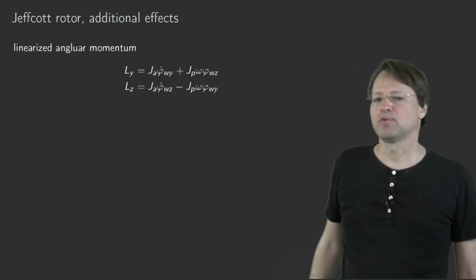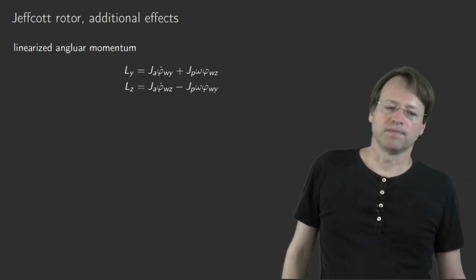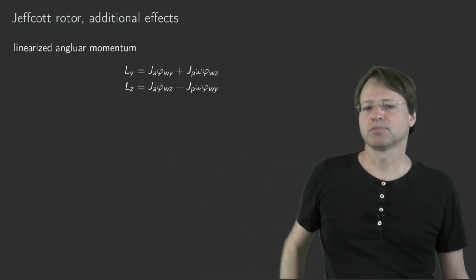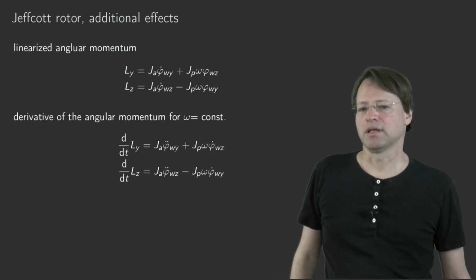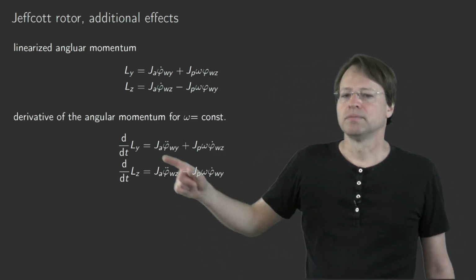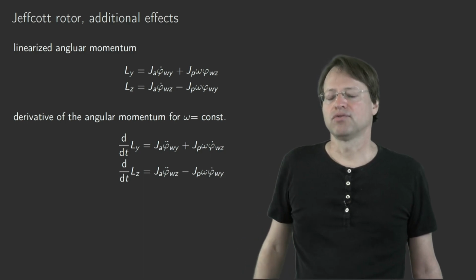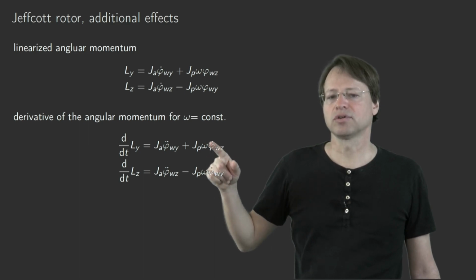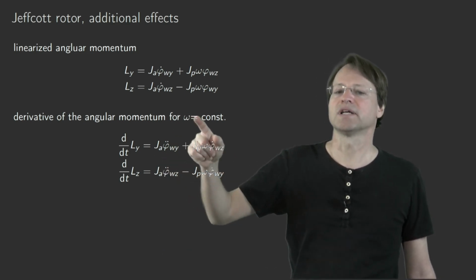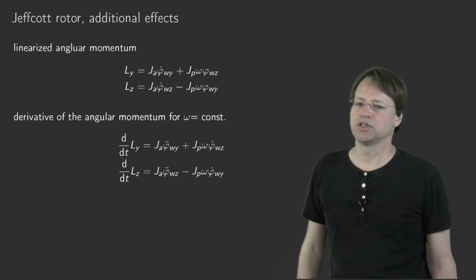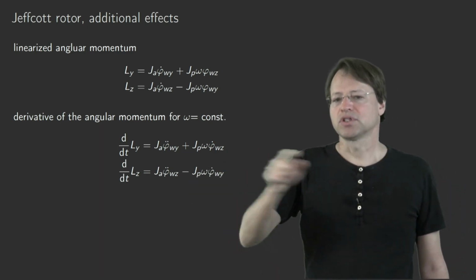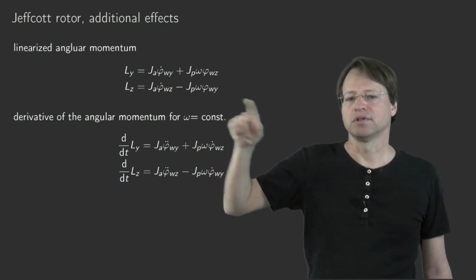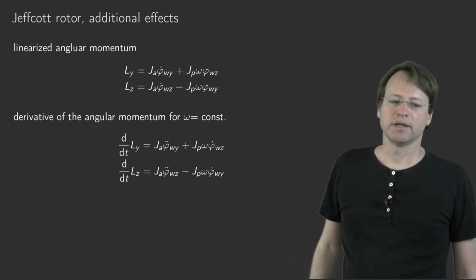So the linearized angular momentum is given here. It's copied from the slide before, and now take the derivative of this expression with respect to time in order to apply the angular momentum theorem. So you obtain the second derivative of phi here, and here the first derivative of phi, and you do not get any contribution with the first derivative of omega because we are in stationary case. We assume that our rotational speed is constant. Same for the second equation. You take the second derivative of phi wz and the first derivative of phi wy.